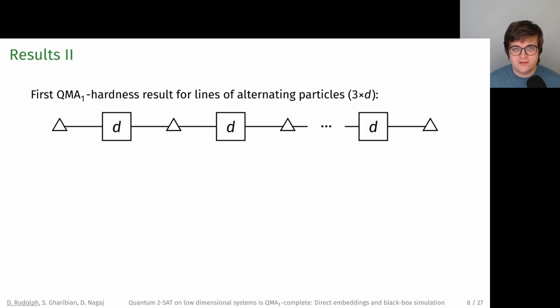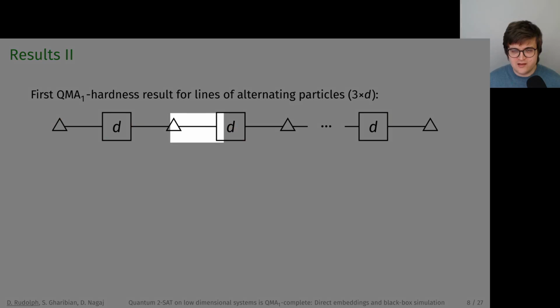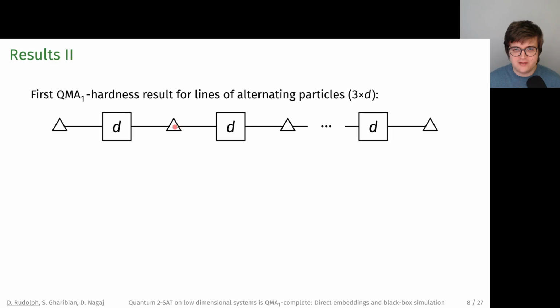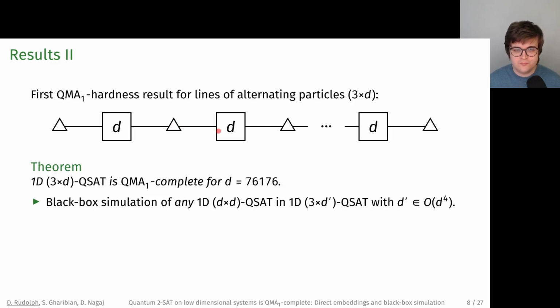We also show the first QMA1-hardness result for lines of alternating particles. So the setup is like this. So you have qutrit, qudit, qutrit, qudit, and each edge here represents a Hamiltonian that acts on the qutrit and the qudit. We show that 1D 3xd QSAT is QMA1-complete for d equals 76,176. The reason for this huge number is that we do a black box simulation of an arbitrary 1D d-by-d QSAT on a 1D 3xd' QSAT, where d' now is in O of d to the 4. So that's where the huge blow-up comes from.